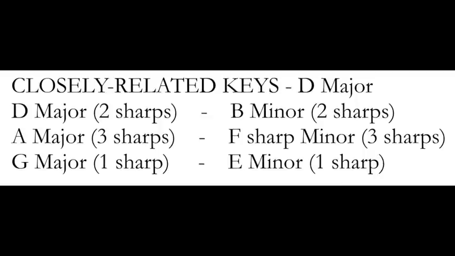G major has 1 sharp. It has 1 sharp fewer than D major, which has 2, which makes it a closely related key. And likewise, E minor has 1 sharp.